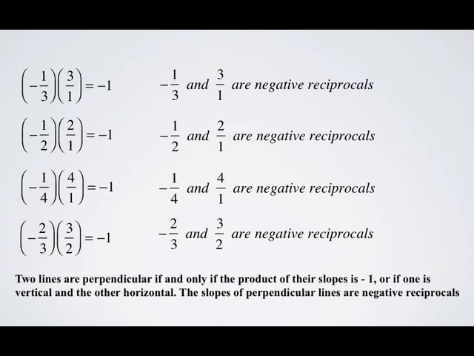Two lines are perpendicular if and only if the product of their slopes is negative 1, or if one is vertical and the other is horizontal. Because remember, the slope of a vertical line is undefined, and the slope of a horizontal line is 0. So the product of an undefined number and 0 is never going to be negative 1. That's why we have to add that specific case. An easier way of saying this, though, is that the slopes of perpendicular lines are negative reciprocals. So all that means is when you have a perpendicular line, take the slope, put the numerator in the denominator, and the denominator in the numerator, and switch the sign.